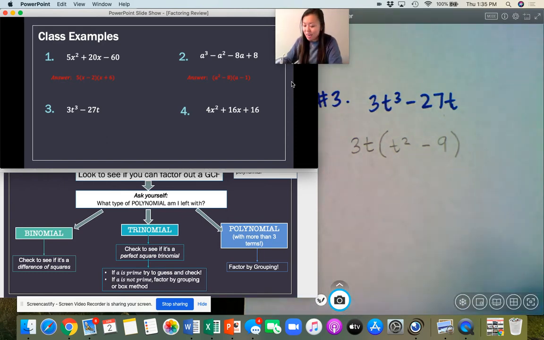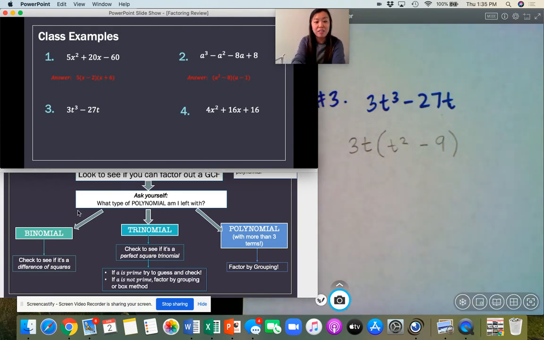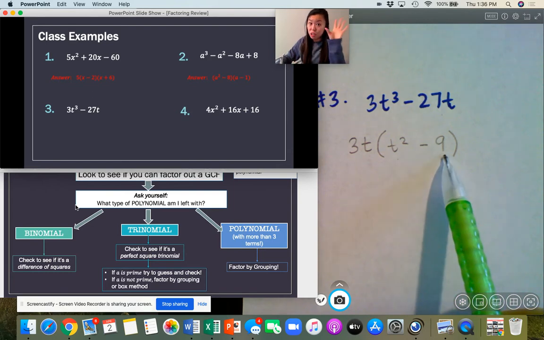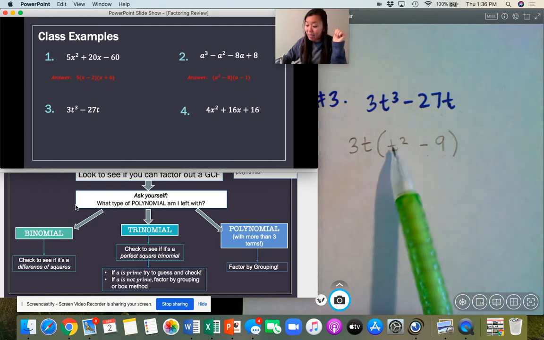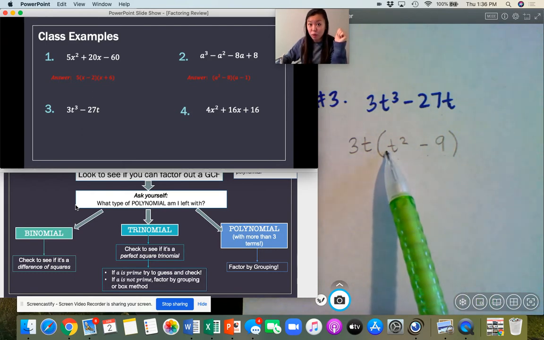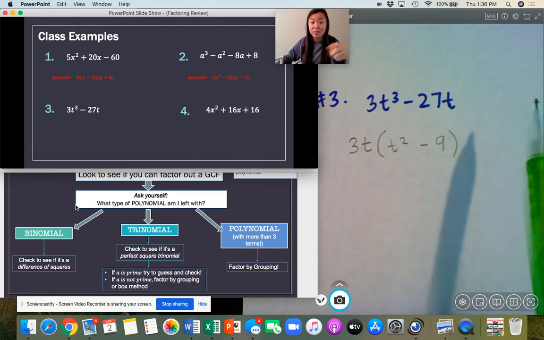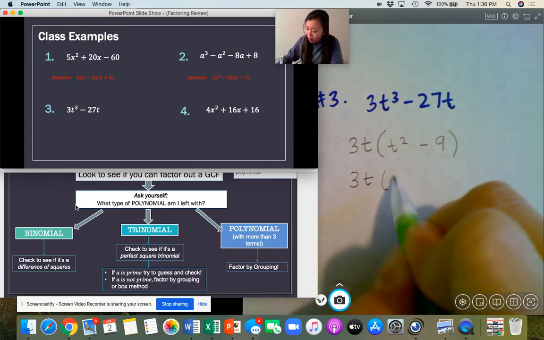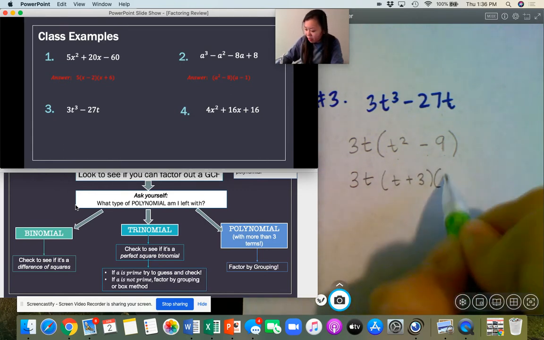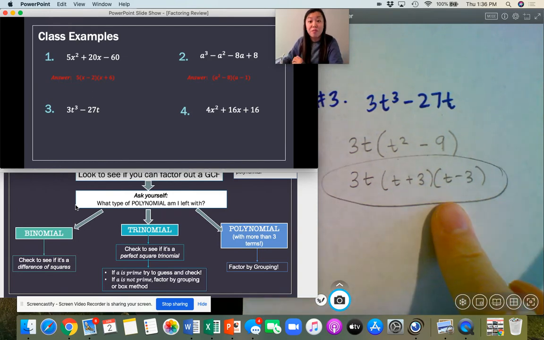All right, now inside my parentheses, I have a binomial. I should double check if this is a difference of squares. We've got 2 terms, so bells should go off. We've got a minus sign in the middle, and my leading coefficient is a perfect square, 1, and my 9 is a perfect square. This is a difference of squares. So we're going to factor this even further, and we're going to be left with t plus 3 times t minus 3. And that's my answer in factored form.